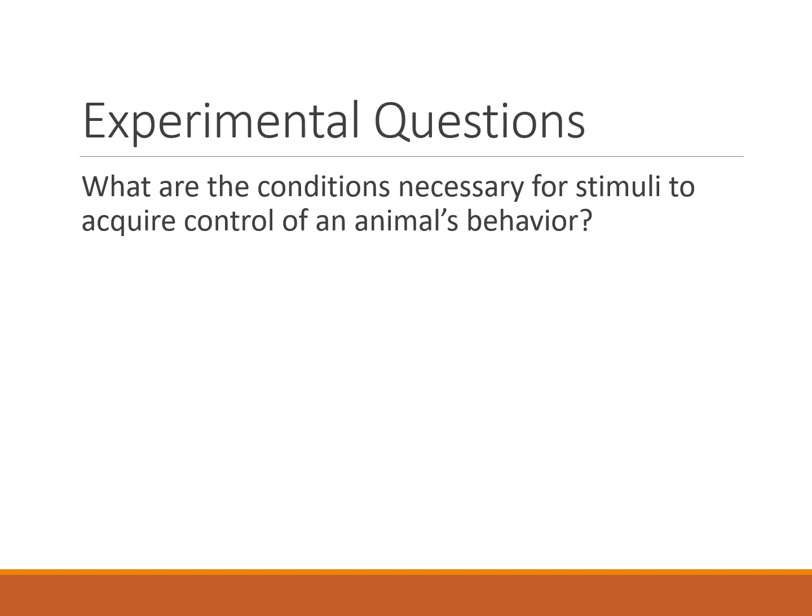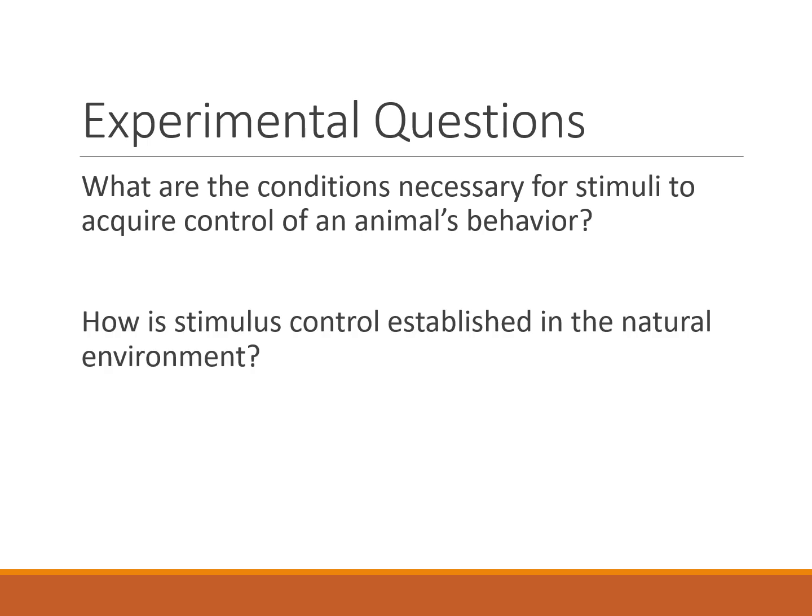Ultimately, the questions asked and hopefully answered during stimulus discrimination research may come down to: what are the conditions necessary for stimuli to acquire control of a learner's behavior? And, while we do typically start out in controlled environments, how is stimulus control established in the natural environment?